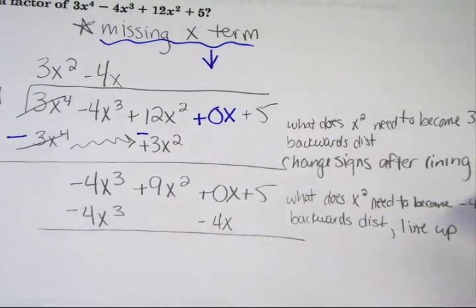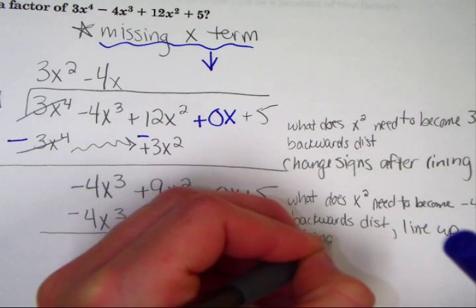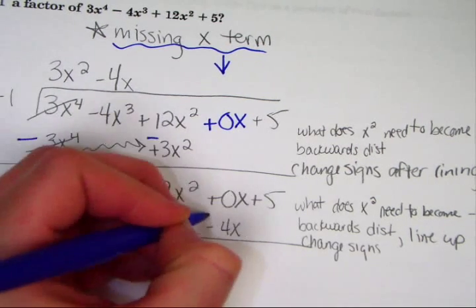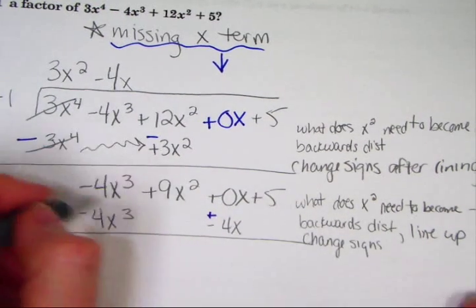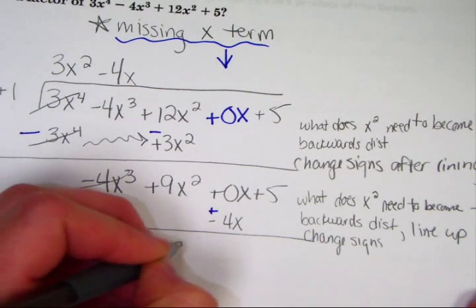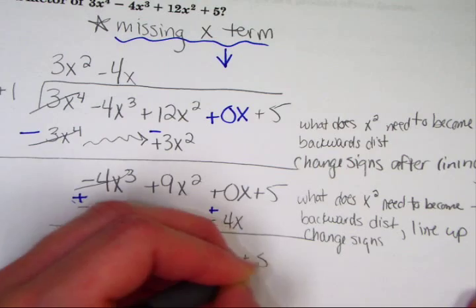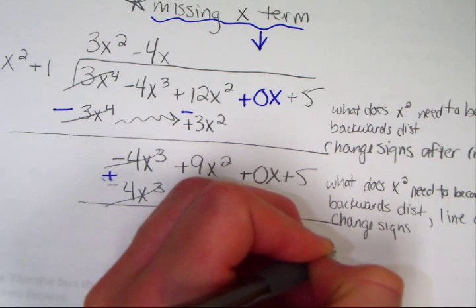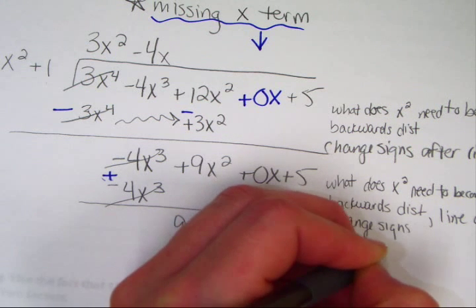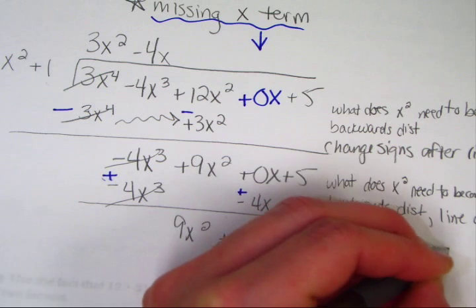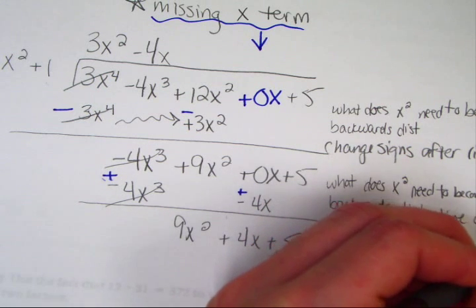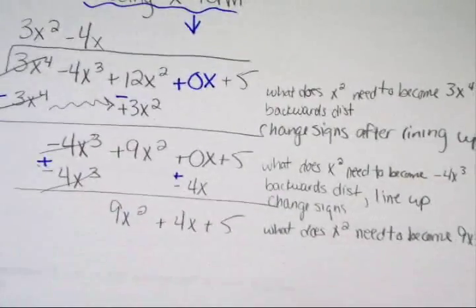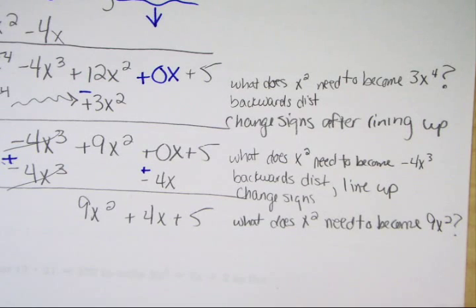So I change my signs. And this becomes a positive, this becomes a positive. Cancel, cancel. 9x squared plus 4x plus 5. Now I ask myself, what does x squared need to become 9x squared? So there's my new question. What does x squared need to become 9x squared?